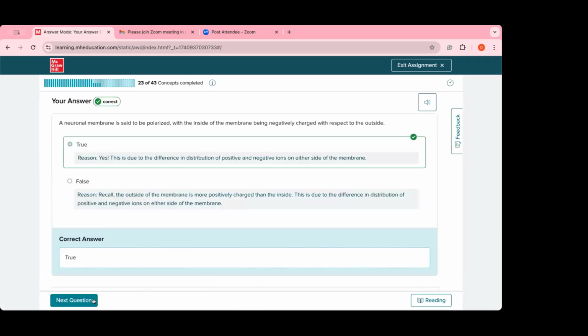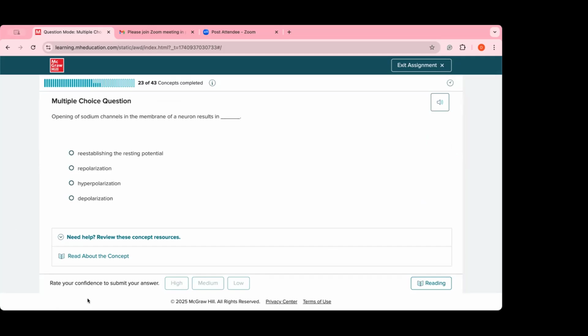Okay, next question. Opening of sodium channels in a neuron results in... opening of the sodium channels in the membrane of a neuron. Okay, hold on. Opening of the sodium channels.